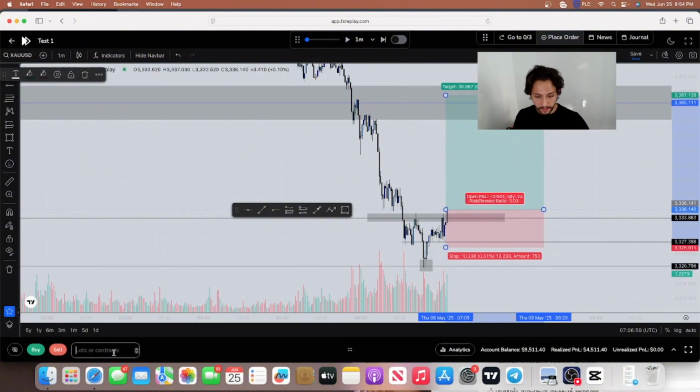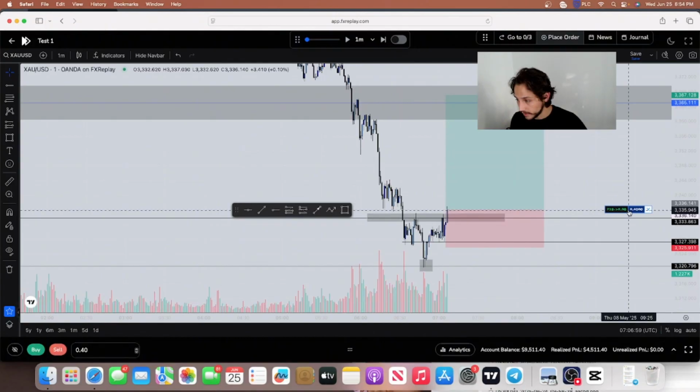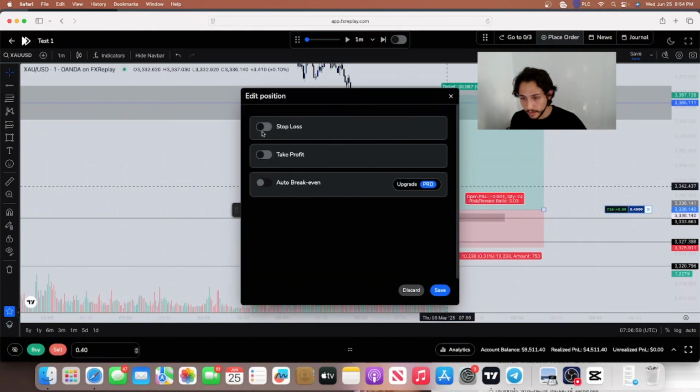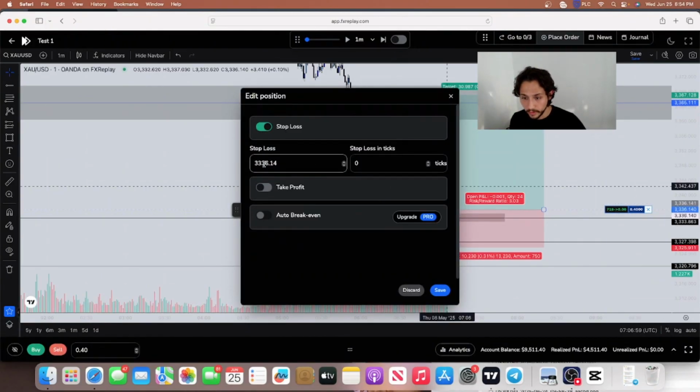So we're going to be taking a buy. This is the last trade. Buy. Stop loss is set at 33.26.